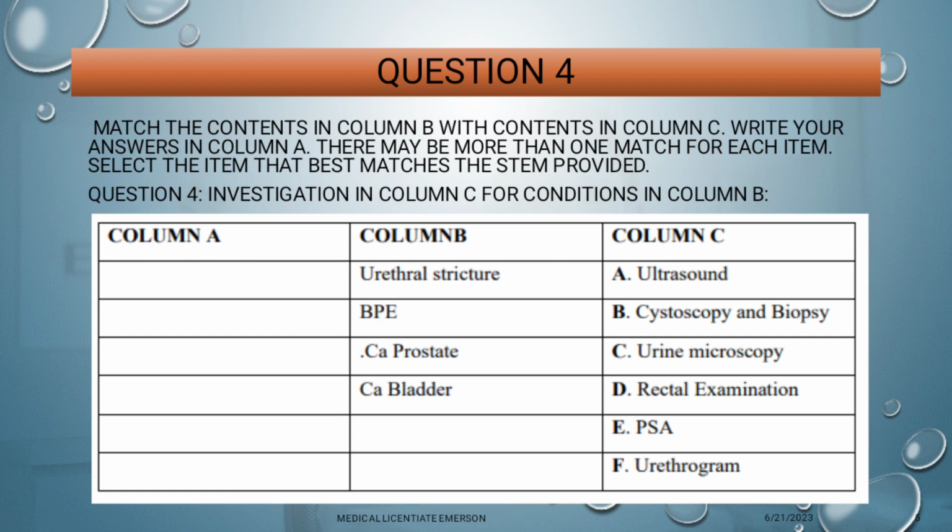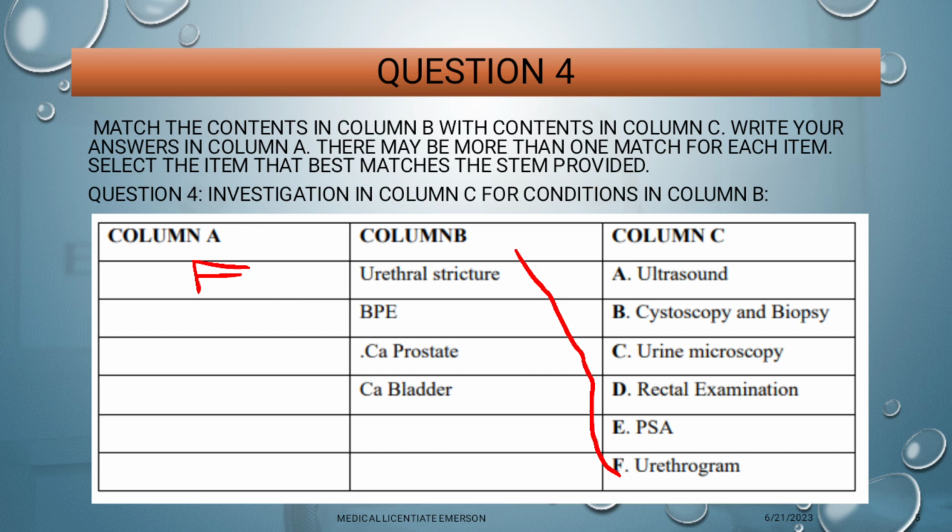So for this column, specifically, we have investigations in column C and conditions in column B. You have to bear in mind that there may be more than one match for each item. So for urethral stricture, we can do a urethrogram, which is F. So this is the urethral stricture, urethrogram.